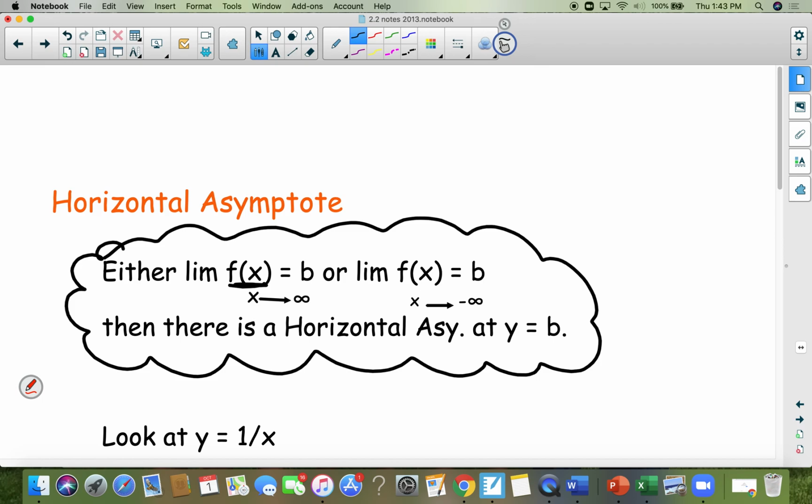Got that? Okay, so for example, if the function as x is getting bigger and bigger gets closer and closer to 3, and this one also gets closer and closer to 3, then there's a horizontal asymptote at y equals 3. Okay, here's another scenario.